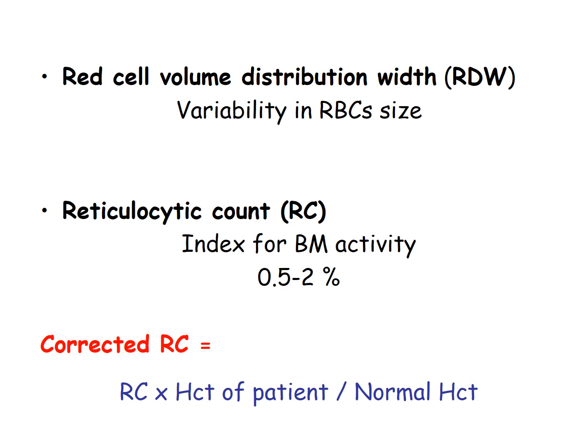But let's say that a reticulocyte count is just giving you a picture for 1 ml of blood. However, if we want to make it corrected according to the whole blood, we'll do what we call the corrected reticulocyte count, which equals the reticulocyte count multiplied by the hematocrit of the patient over the normal hematocrit.